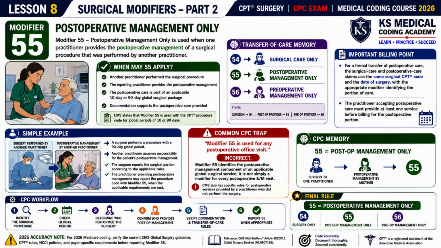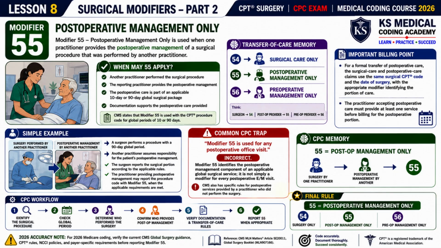For example, a surgeon performs a procedure with a 90-day global period, and another practitioner assumes responsibility for the patient's postoperative management. The practitioner providing the postoperative care may report the applicable surgical procedure code with Modifier 55 when the requirements are satisfied. Here's the common CPC trap. Modifier 55 is used for any postoperative office visit. That's incorrect. Modifier 55 identifies the postoperative management component of an applicable global surgical service. It is not simply a modifier for every postoperative EM visit.